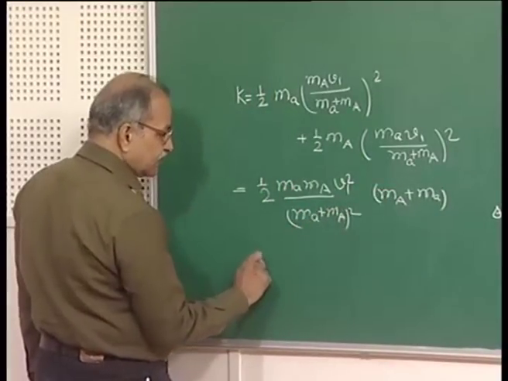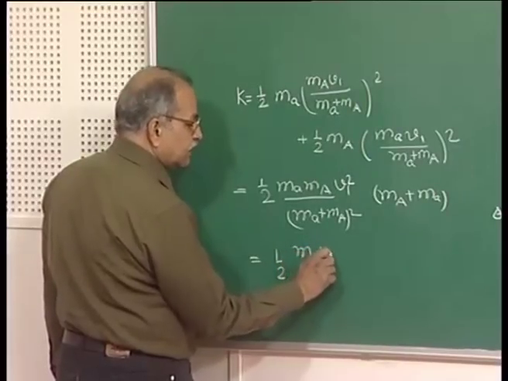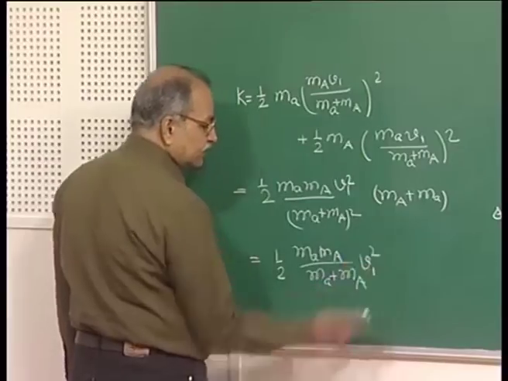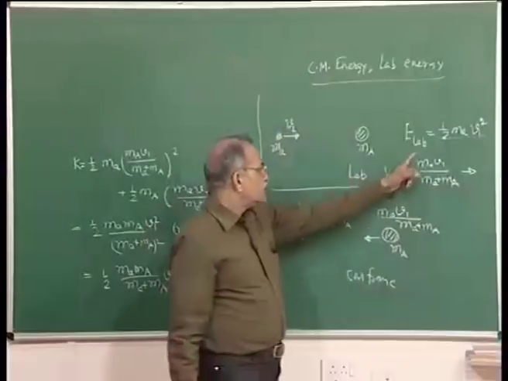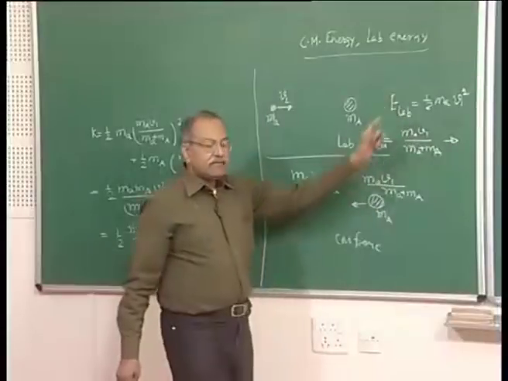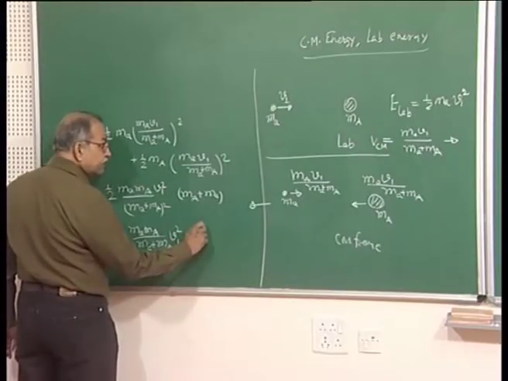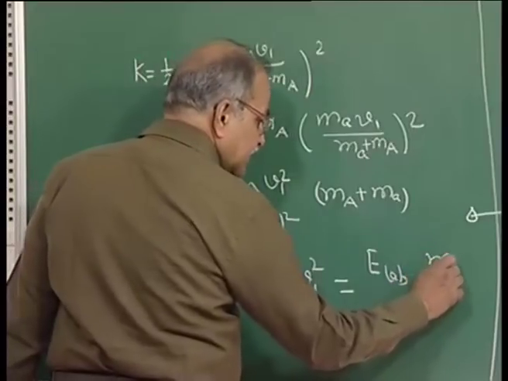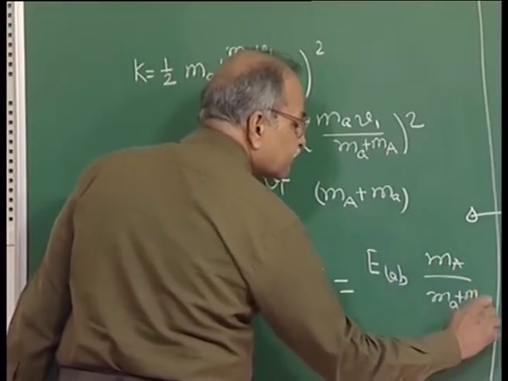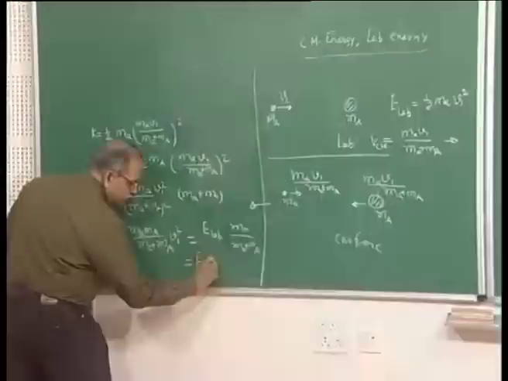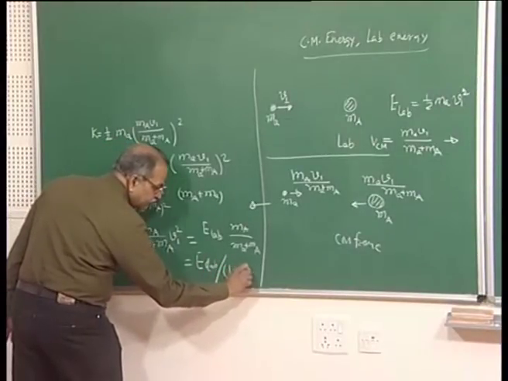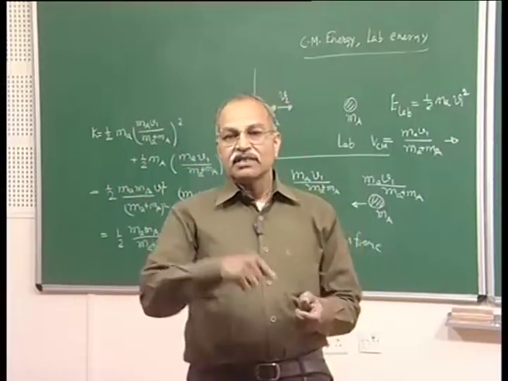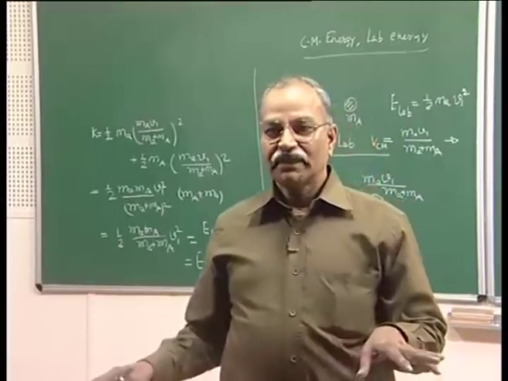So, one of these two factors will cancel out, and you will have the reduced mass m a m capital A by m a plus m capital A, and then v 1 squared. And half m a v 1 squared is the kinetic energy in the lab frame. So, this is the kinetic energy in the lab frame times m capital A by m small a plus m capital A, and that is E lab divided by 1 plus m a by m capital A. Simple relation. So, you can convert from the lab frame kinetic energy to the center of mass frame kinetic energy when you have to compare the results.